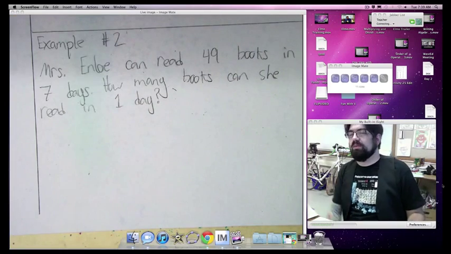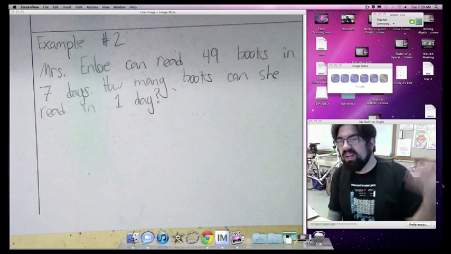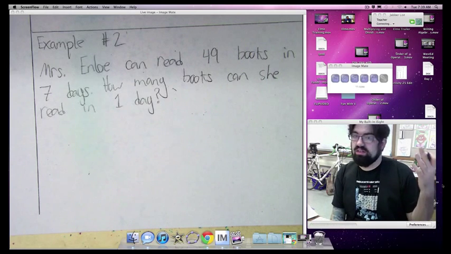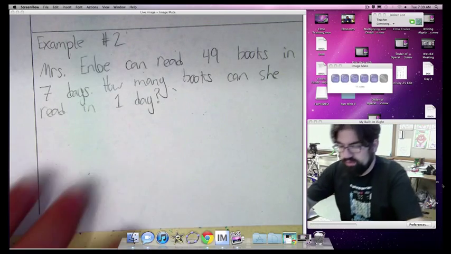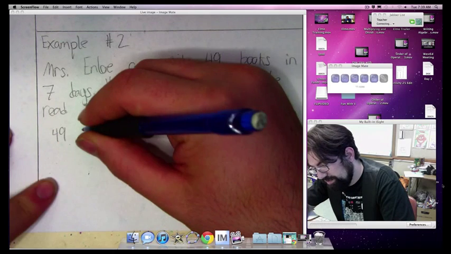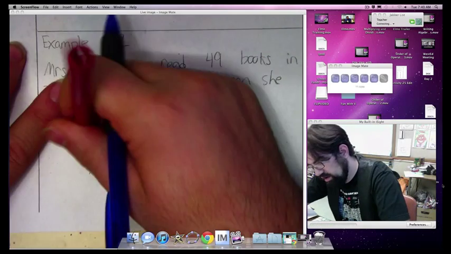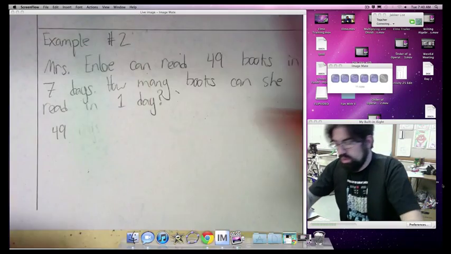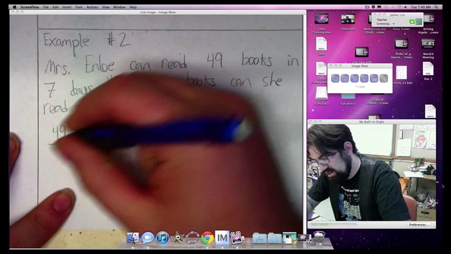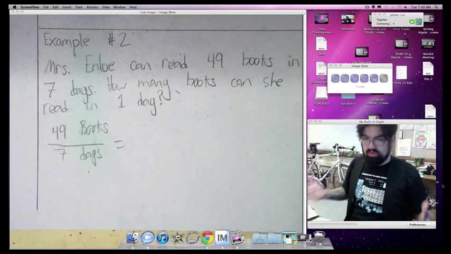All right, example number 2. 2 examples. This is it. Miss Enlow can read 49 books in 7 days. How many books can she read in 1 day? Okay. Well, I'm going to set it up exactly like I did before. 49 books divided by 7 days. So now I've written a ratio, because this is a rate.